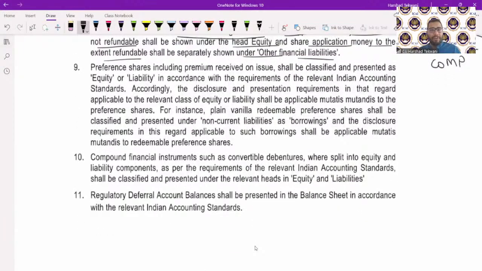Same way, preference shares, including premium received on issue, shall be classified as equity or liability as per the Ind AS. Simple. Okay. So there are various things you need to take care of while classifying the equity portion or liability portion of the preference shares. You need to refer to the Ind AS for this further classification.